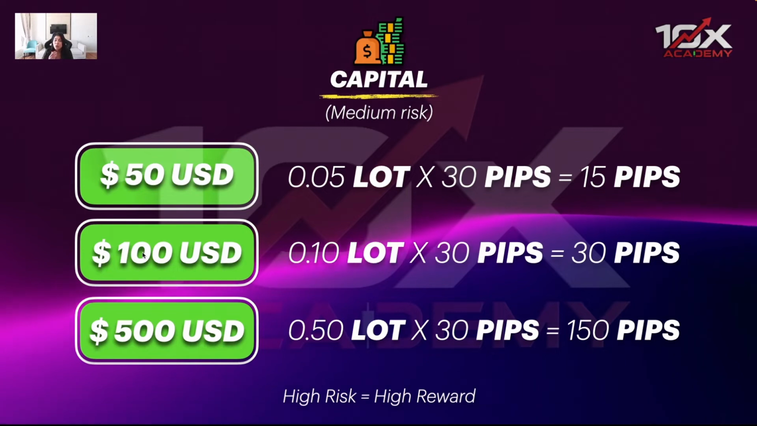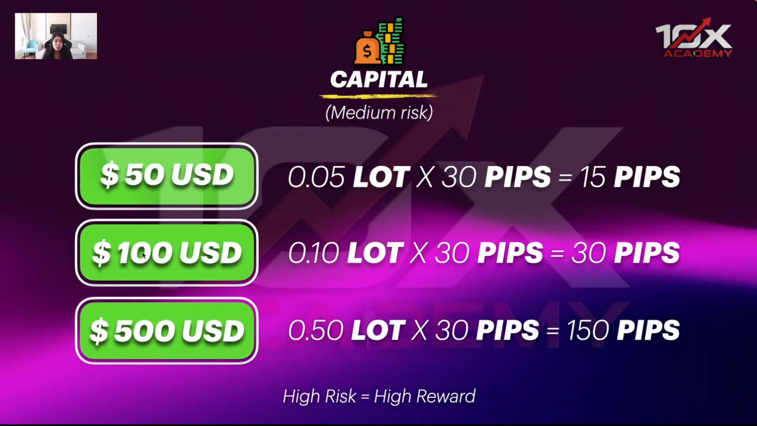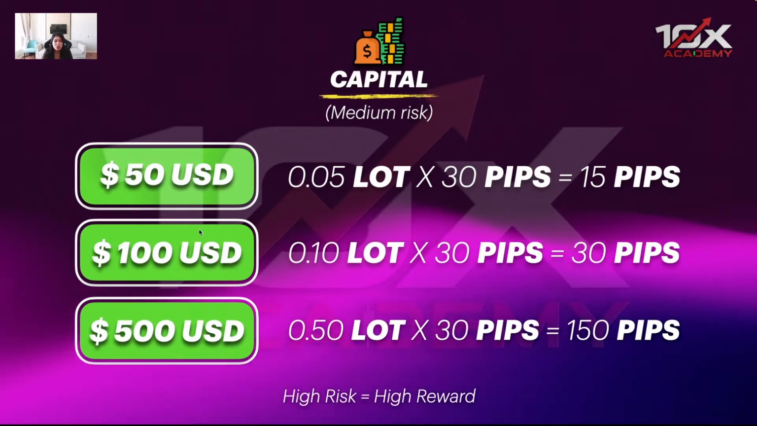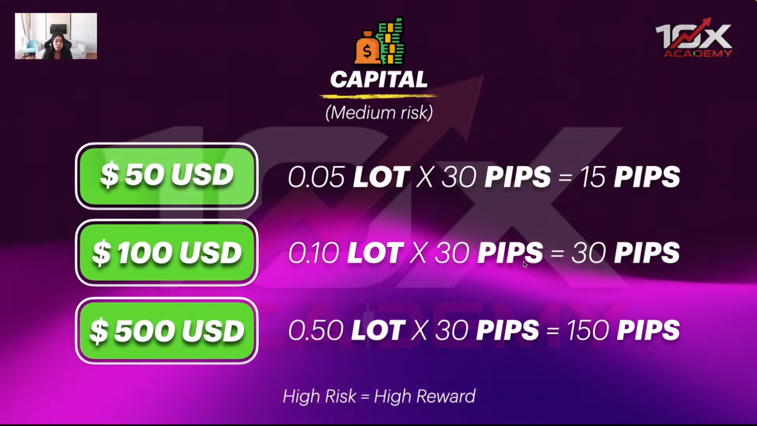This is the perfect deposit, the perfect capital for beginners, because you need to know you are trading gold. It's a volatile pair, so you need to have enough capital that can support your floating. And for 100 USD, the benefit is that you can lay up to 0.10 lot size, a bit more than 50 USD. So you can lay up to 0.10 lot size times 30 pips. You get to enjoy 30 pips.